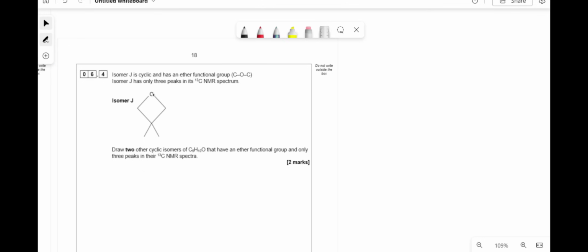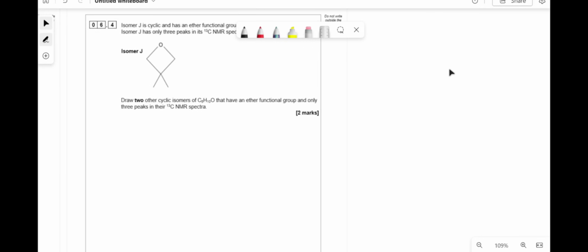Okay, so isomer J is cyclic and has an ether functional group, COC. Isomer J only has 3 peaks on its carbon-13 NMR spectrum. Draw 2 other cyclic isomers of C5H10 that have an ether functional group and only 3 peaks on their carbon-13 spectra. Right, okay, so we need to try and make something that is as symmetrical as possible, to be honest. So, cyclic isomers. So I'm going to try and draw just some sort of simple cyclic shape based on what it has.